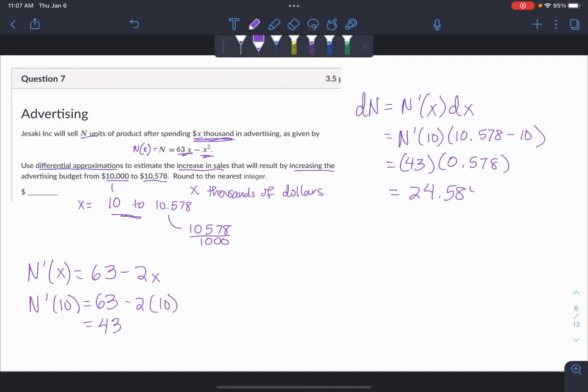And so our estimated increase in sales comes out to be 24.584. And the very last thing you need to do is check how we're going to round this number, if we are at all. So we want to round to the nearest integer. Because it has this 5 here, we're going to round up to 25 as our answer.